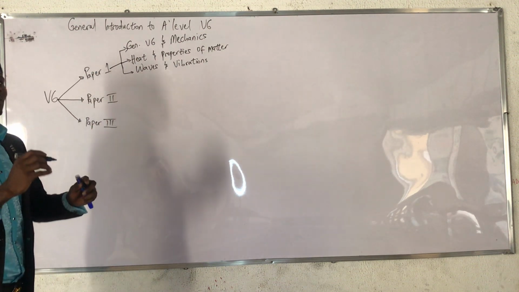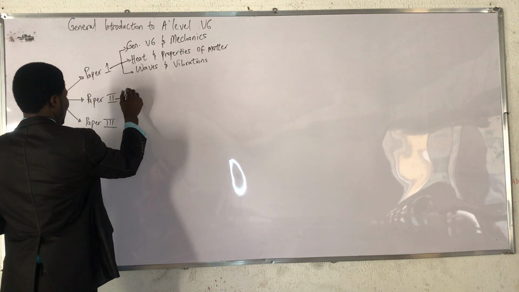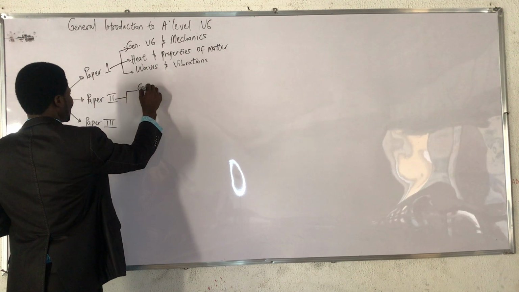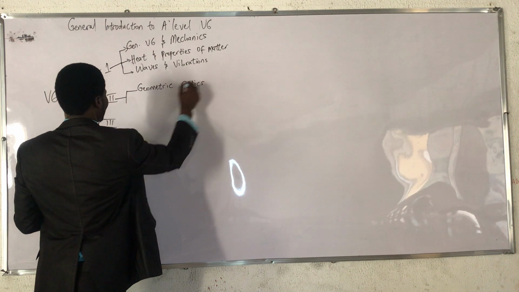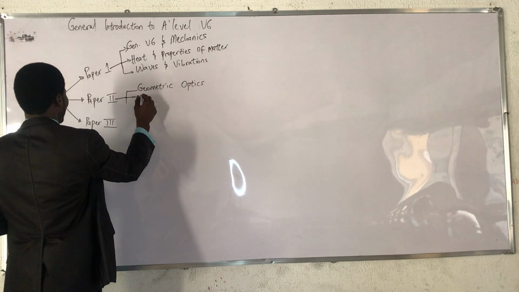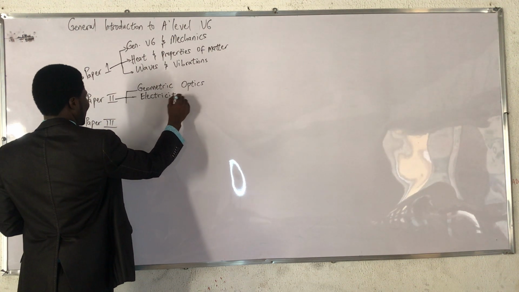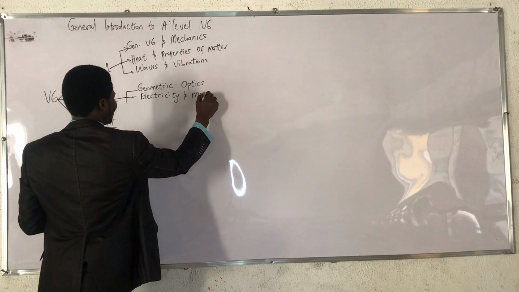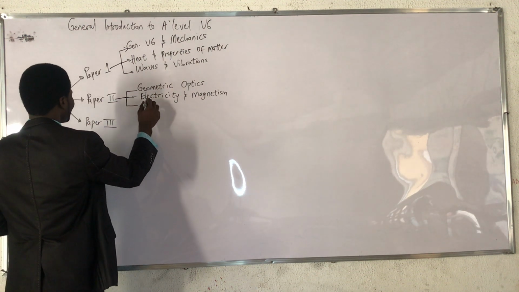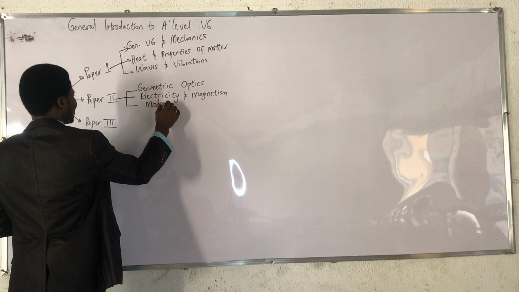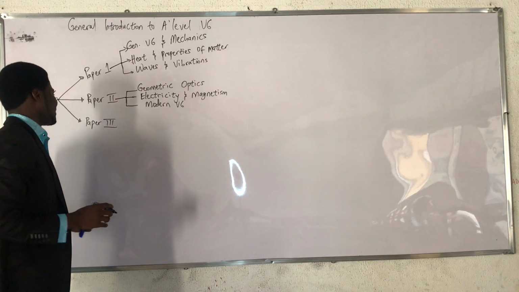In paper 2, the topics there are also divided into 3. We have geometric optics, we have electricity and magnetism, and lastly we have modern physics, which comprises atomic physics and nuclear physics.